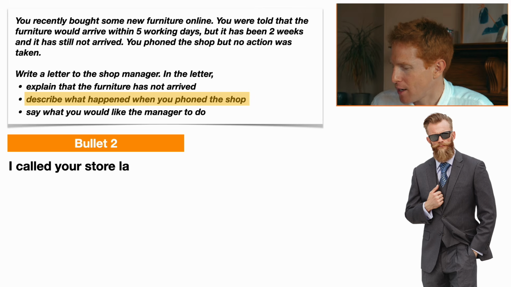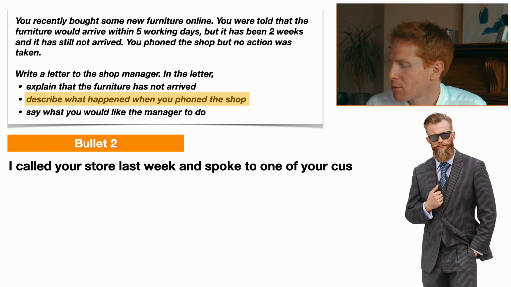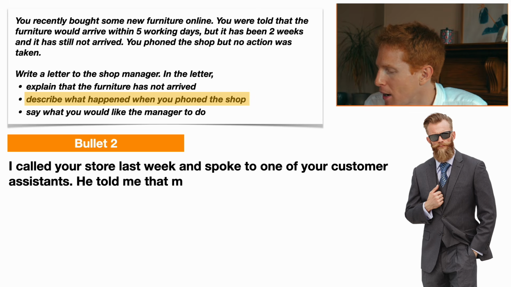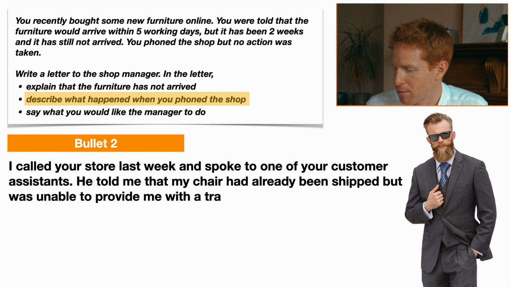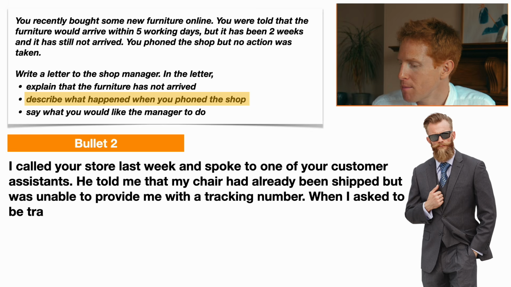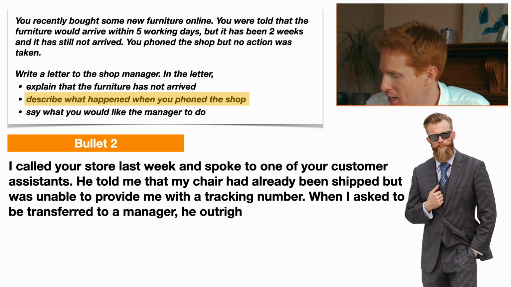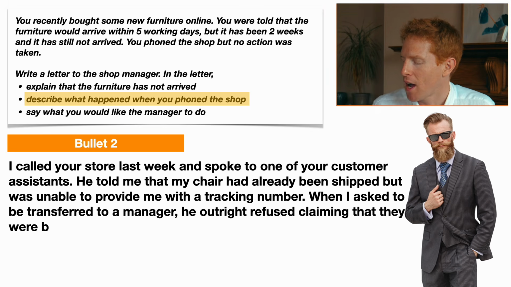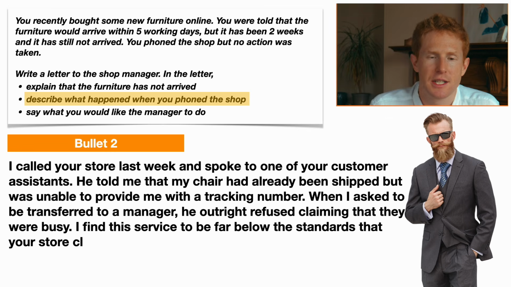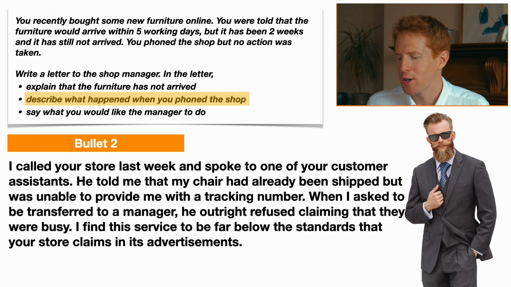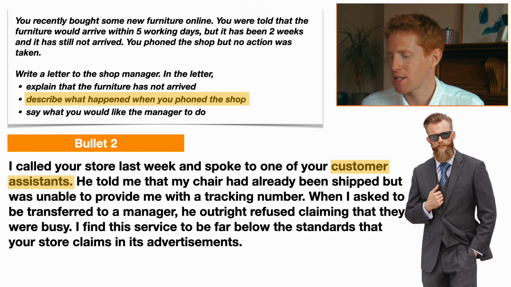I called your store last week and spoke to one of your customer assistants. He told me that my chair had already been shipped but was unable to provide me with a tracking number. When I asked to be transferred to the manager, he outright refused, claiming that they were busy. I find this service to be far below the standards that your store claims in its advertisements.